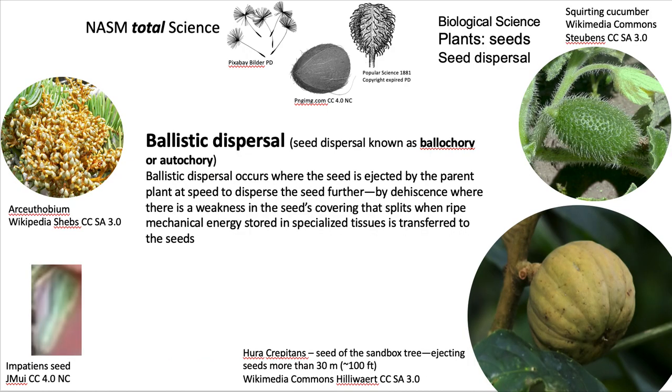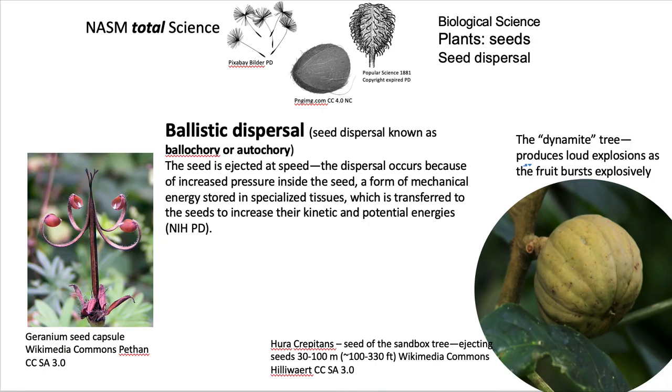And then there's ballistic dispersal, ballochory, and this is where the seed is actually physically ejected a distance from the parent, and there's a dehiscence, a weakness in the seed's covering which splits when it's ripe, and then you've got mechanical energy which is dispersing the seed further, so transferred to kinetic energy.